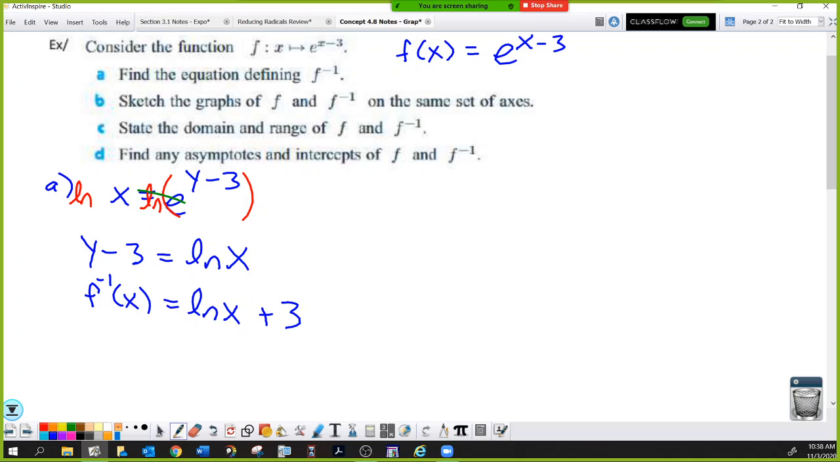Now, that plus 3 is not in parentheses, so that plus 3 is not part of the argument, okay? It's a vertical shift. Up 3 units is what that's telling you to do.